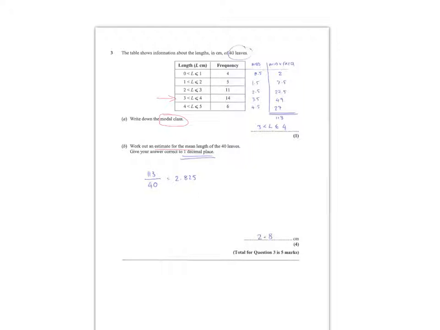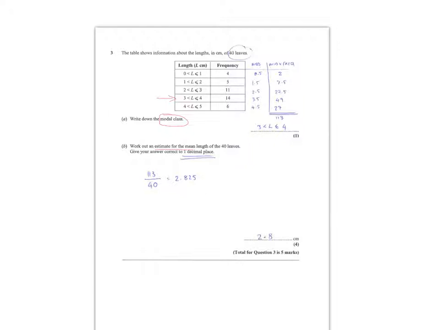In order to estimate the mean, we need to estimate the size of the leaves in each group. Now if we look at the first group, we don't know the size of those 4 leaves. They are somewhere between the length of 0 and 1 centimeters. So we're going to estimate that all 4 of them are 0.5 centimeters, i.e. the midpoint of that group.